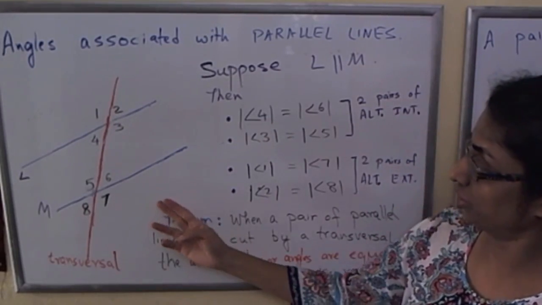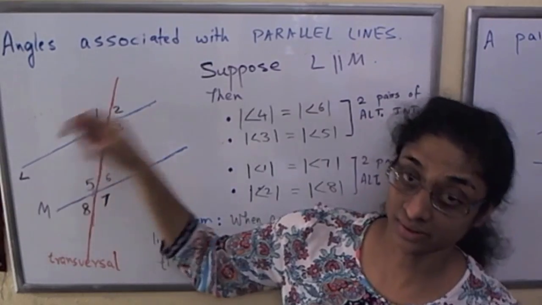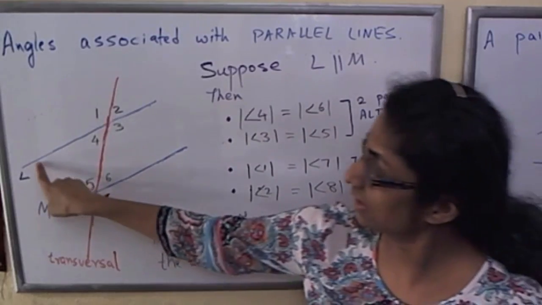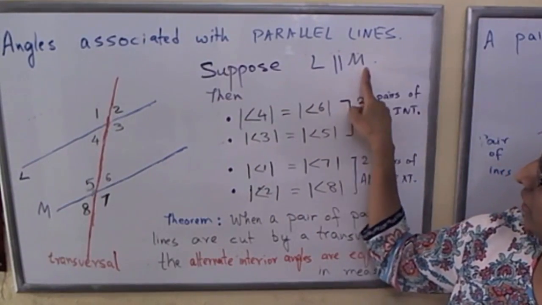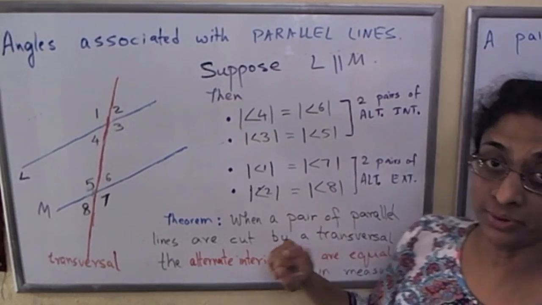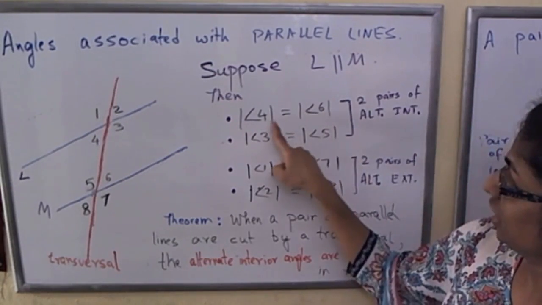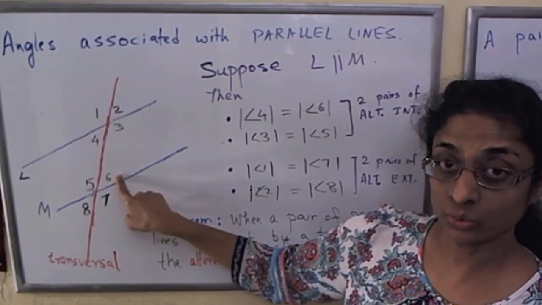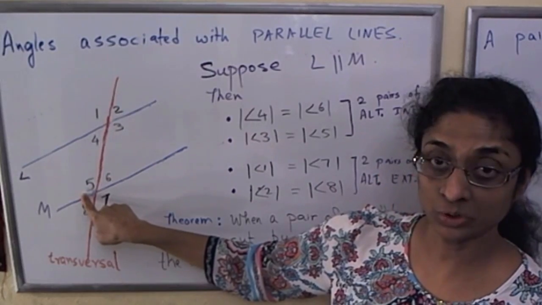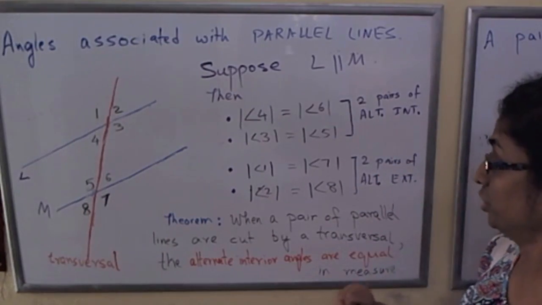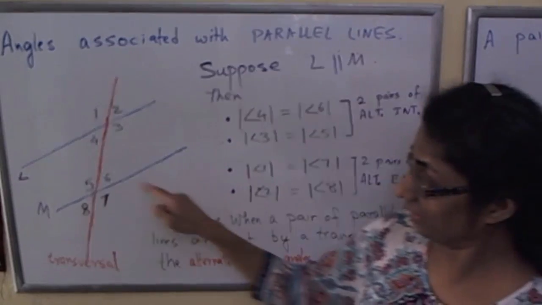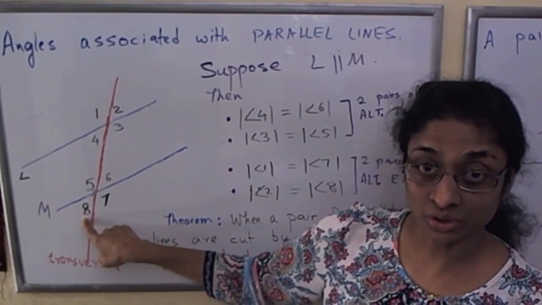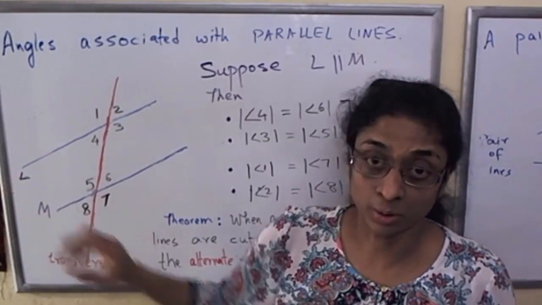So let's look at this picture. I have 2 parallel lines, unlike the other picture, and a transversal cutting the parallel lines. So this line is L, this line is M. We suppose L is parallel to M. You've probably already guessed that each pair of alternate angles are equal in measure. So 4 and 6 are equal in measure. 3 and 5 are equal in measure. Same is actually true also about alternate exterior angles. So 1 and 7 are equal in measure. 2 and 8 are equal in measure only because these 2 lines are parallel.